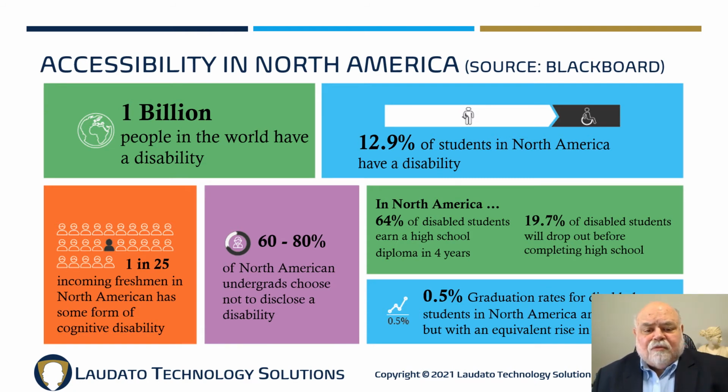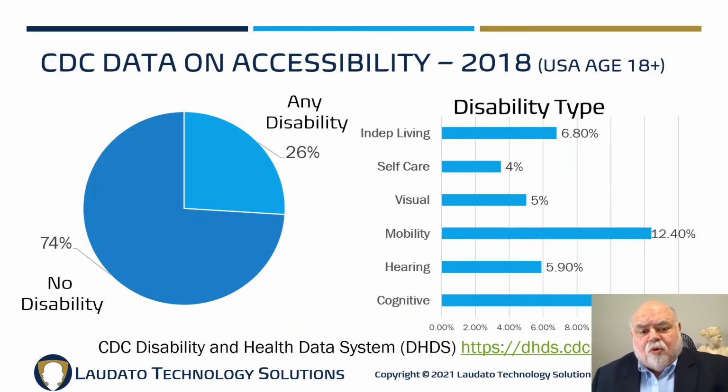Some more statistics from Blackboard: a billion people worldwide. The thing that's most striking to me about this is that 60 to 80% of graduates, undergrads in North America, do not disclose their disabilities. So basically, they grin and bear it and suffer along with materials that are not necessarily doing the job for them. The other big news is the cognitive disabilities. So a few more, and then we'll move on.